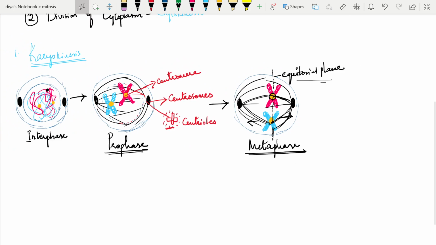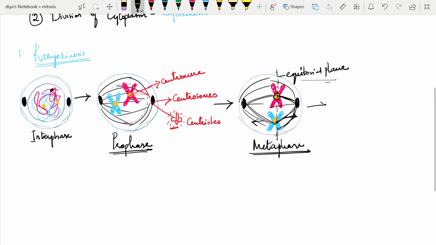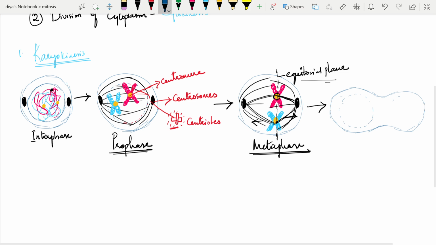After metaphase we see another phase called anaphase. Here the cell membrane starts to compress. Here it is starting to divide into two cells. Now the nuclear membrane slowly starts to appear again. Oh, I'm so sorry.